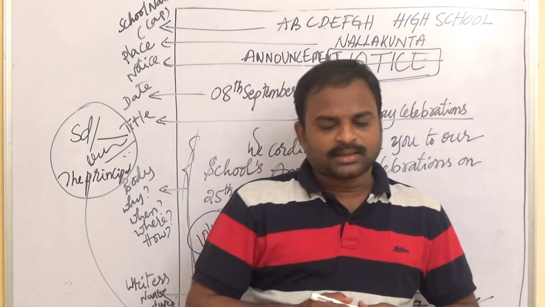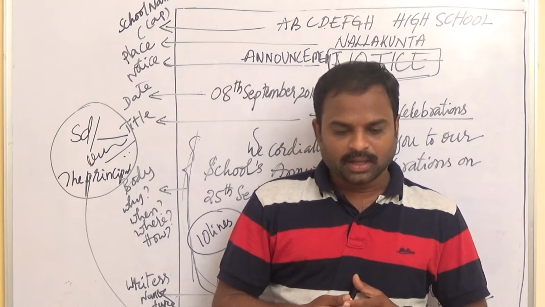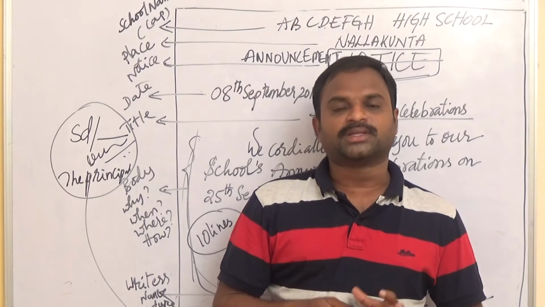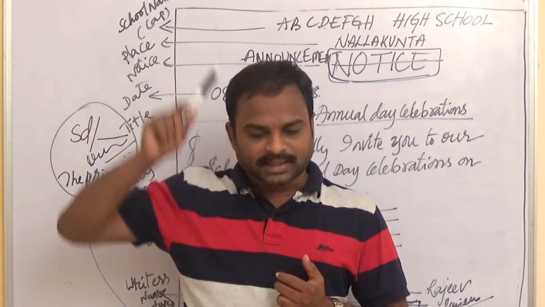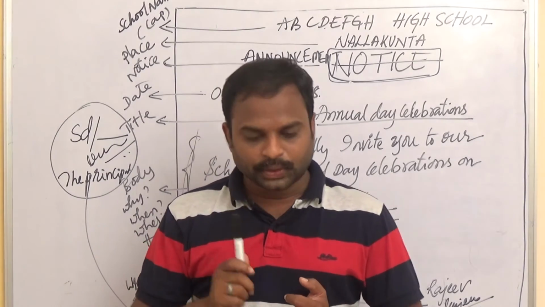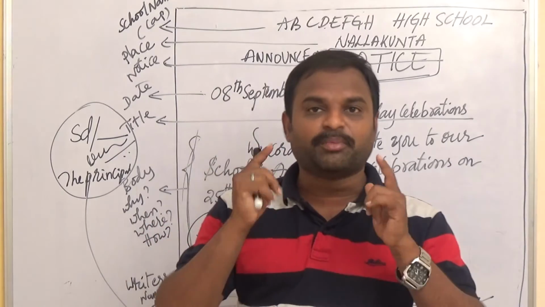Here are some more points we need to remember. Once again, I am revising all the points. How to write an effective notice? The first one is to write the name of the organization at the top, in capital letters. Next, write the word notice. The heading should be brief and eye-catching. The heading should be very brief.